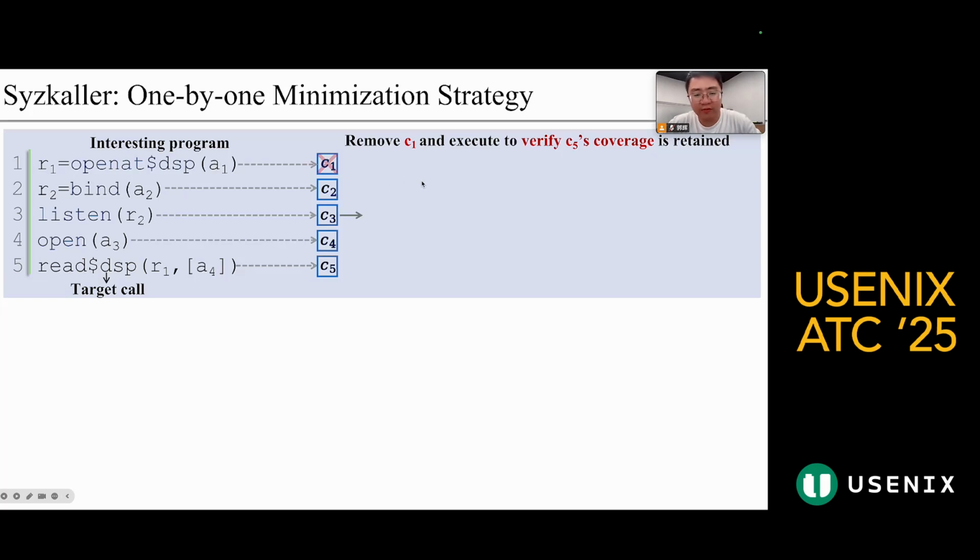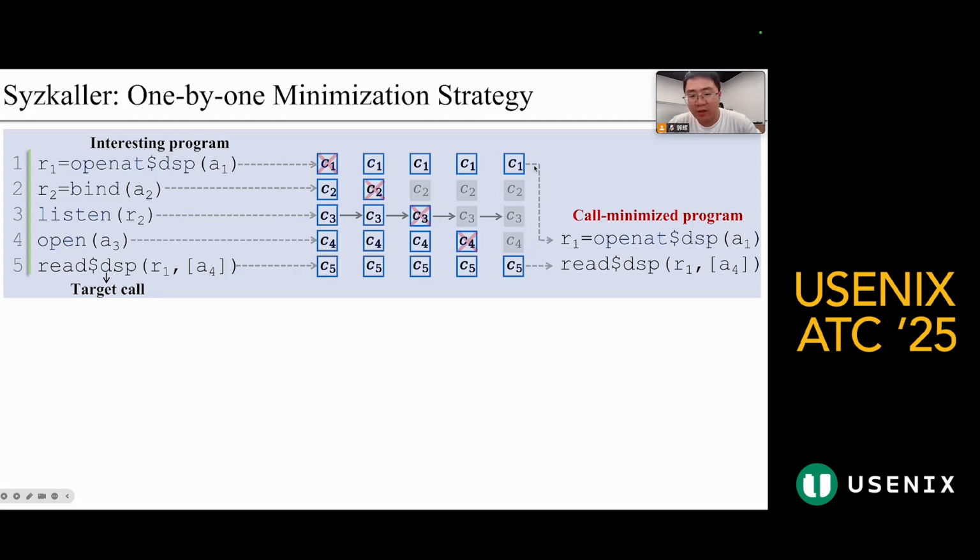Assuming this attempt fails, the program rolls back to the original program and removes call 2. Assuming this attempt is successful, call 2 will be removed, and then it removes call 4 and executes to verify the call 5's coverage is returned. Assuming this attempt is successful, finally, the program becomes C1 and C5. So, in this way, one-by-one call removal consumes 4 executions.